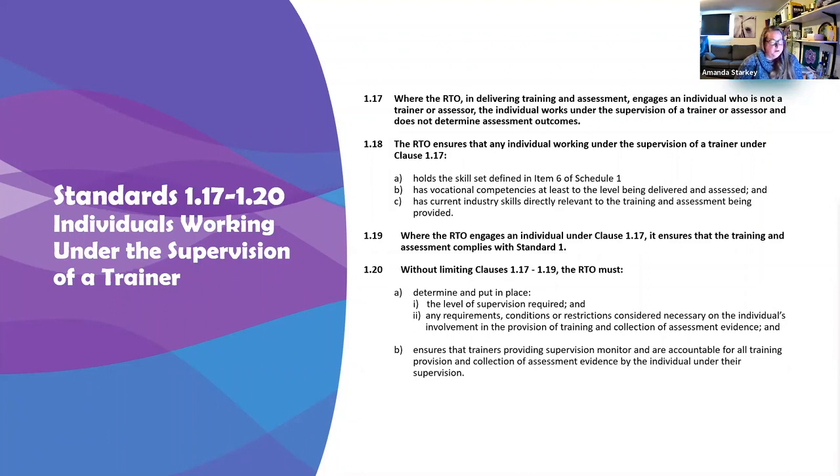So they must hold one of those skill sets and have the vocational competencies at least to the level being delivered and assessed, like we discussed earlier with your trainers assessors, and have current industry skills directly relevant to the training and assessment being provided.